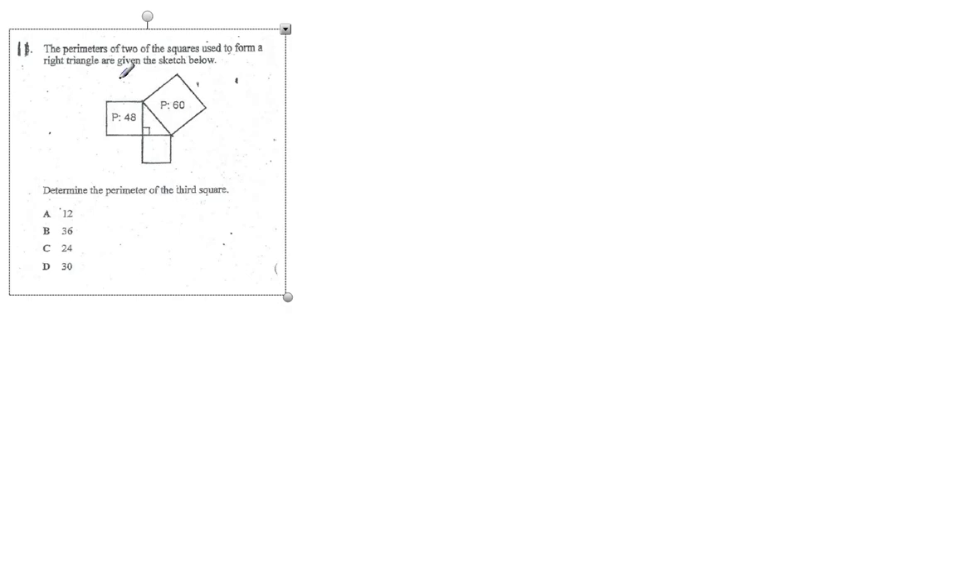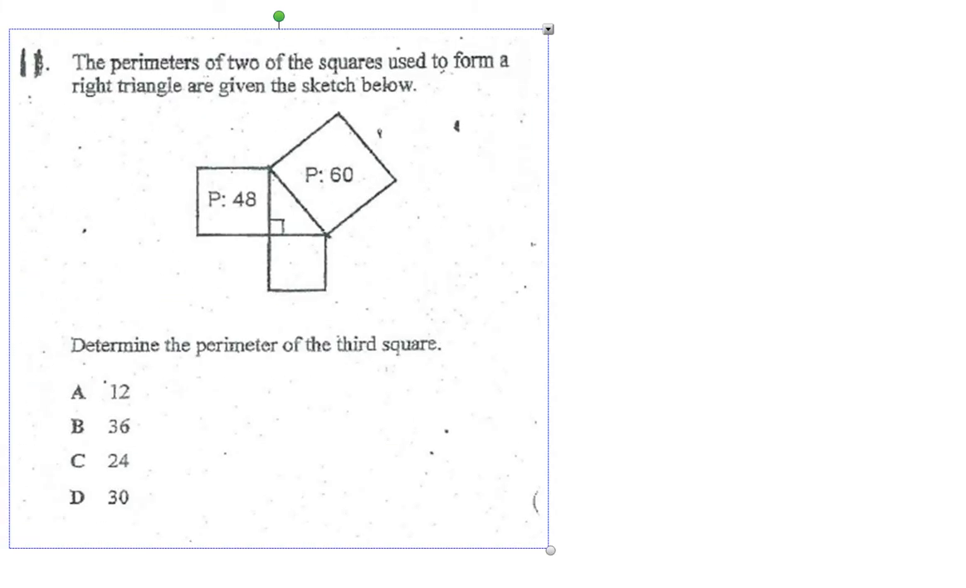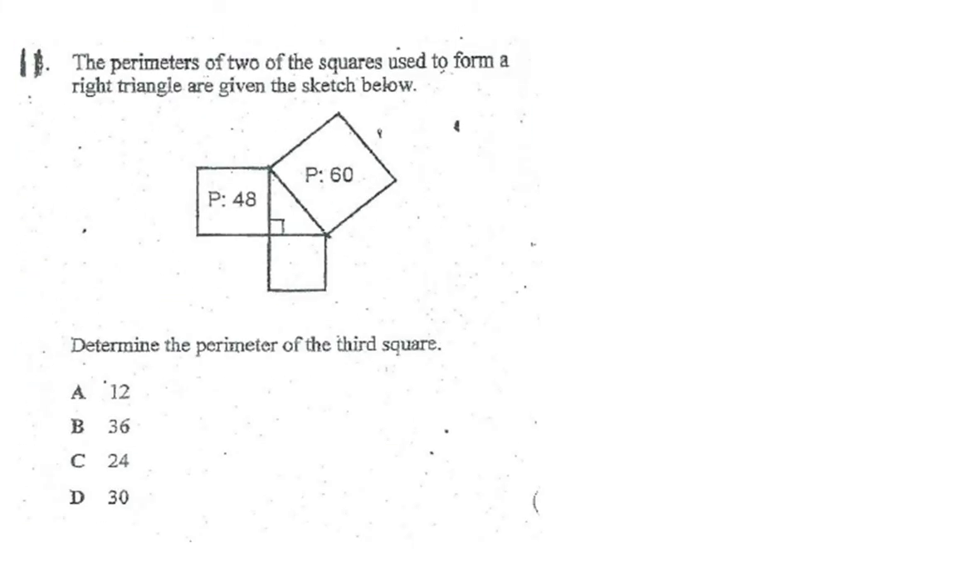Alright, this one, a lot of people got this one right, and I was super happy about it, because this one messes people up sometimes. So, perimeter of 2 squares, use form right triangle drawn below. Find the perimeter of the third square. So if we're talking about perimeter of a square, perimeter equals 4 times the side length. Or the side length equals perimeter divided by 4.